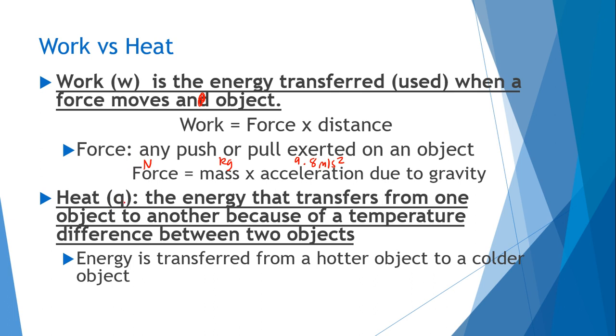Heat, which is abbreviated by the letter Q, is defined as the energy that transfers from one object to another because of a temperature difference between those two objects. One thing to know about temperature and heat is it's going to be transferred from a hotter object to a colder object. So that's why when we touch something hot, it's because that stove is hotter than us, so the heat comes into our hand. The reason we feel objects as cold is because we are hotter than an ice cube, so actually heat is leaving our hand, so that's why we feel chilly.